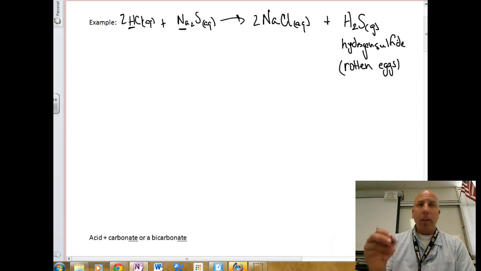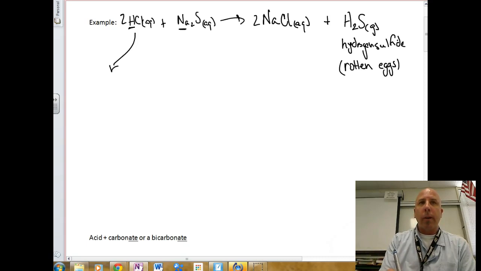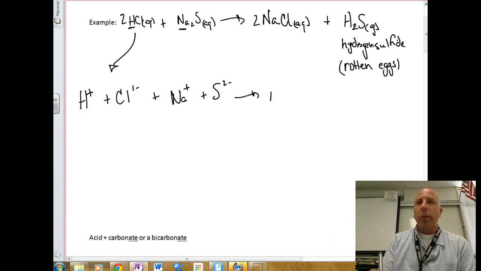Now let's go ahead and write this as a net ionic equation. So take our HCl, and obviously this is a strong acid. It's one of the 7 strong acids, so we're going to ionize that. Sodium sulfide will also ionize. Make sure we put the correct charges on there. Sodium chloride as a product is going to ionize. And our gas does not ionize, so we do not ionize gases.